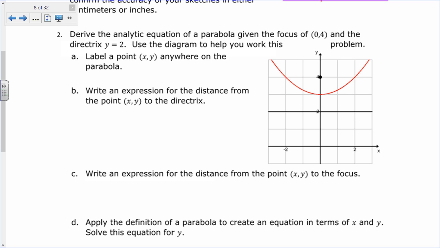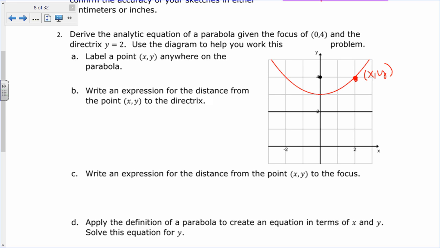Number 2, derive the analytic equation of a parabola given the focus of (0, 4) and the directrix y equals 2. Use the diagram to help you work this problem. So label a point (x, y) anywhere on the parabola. It can be anywhere. It doesn't have to be right on a line, but it makes it a little bit easier. So that's my point (x, y).